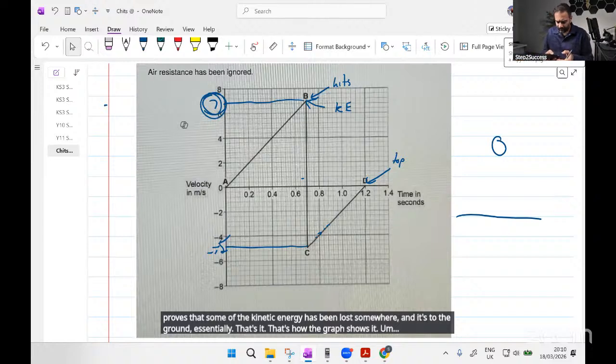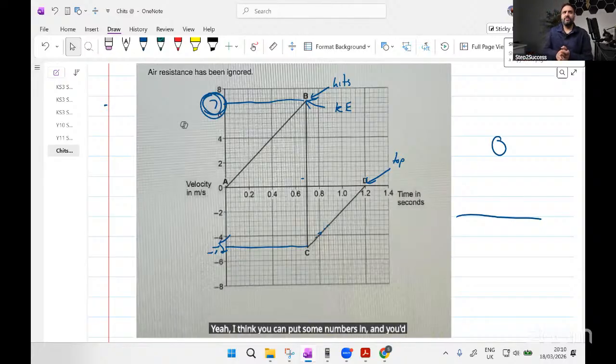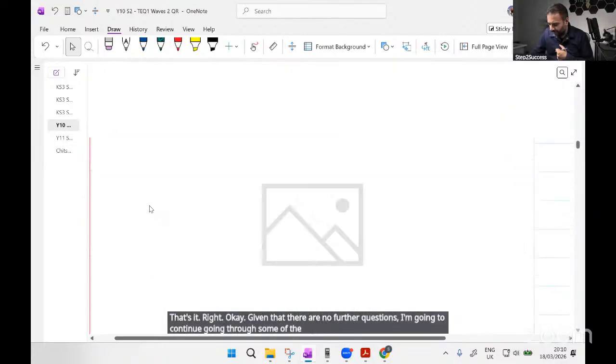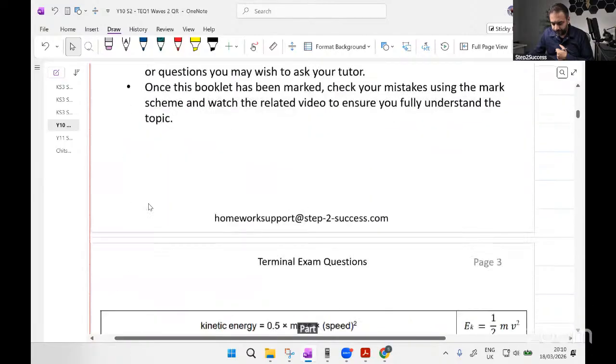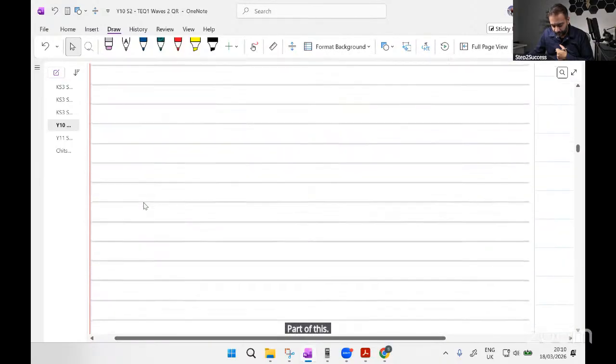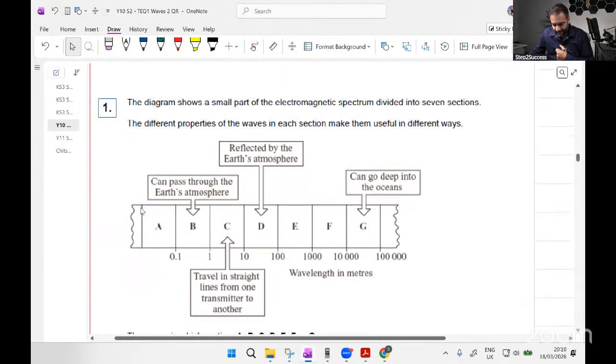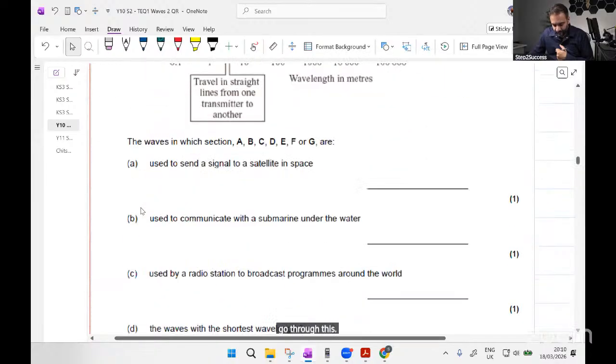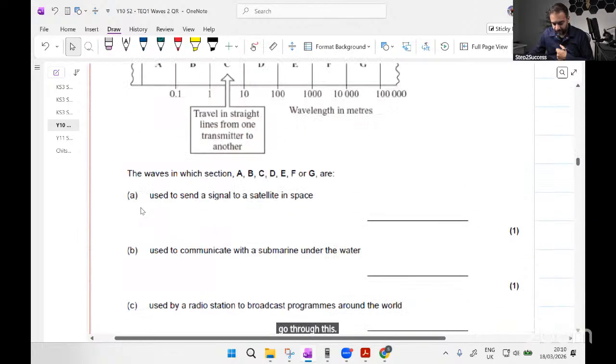Don't know how to get all of the marks for that. Yeah, I think you put some numbers in and you'd be fine. Fine, that's it. Right, okay, given that there are no further questions, I'm going to continue going through some of the waves part of this. Go through this. Jeez, okay. I won't do that.